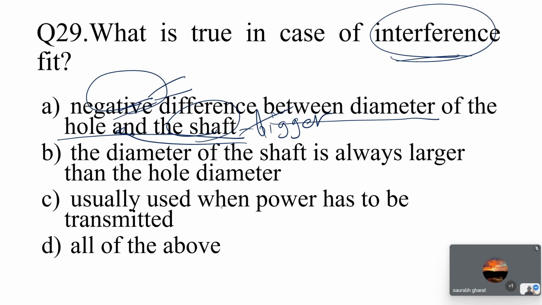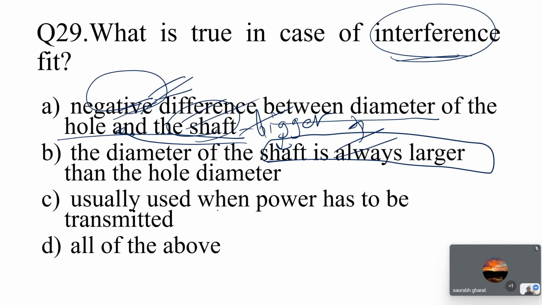Diameter of shaft is always larger than diameter of hole. So this negative difference is always correct, and this bigger means the shaft diameter is always larger. So these are all interconnected, and both of them are correct.